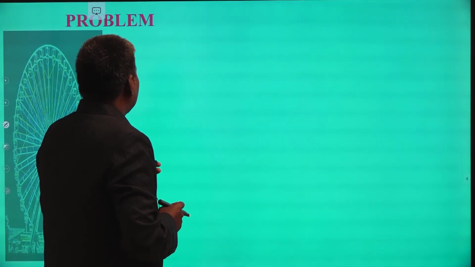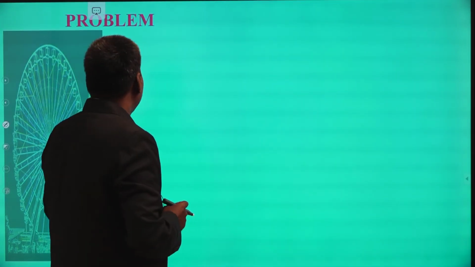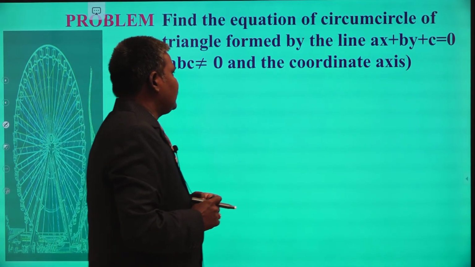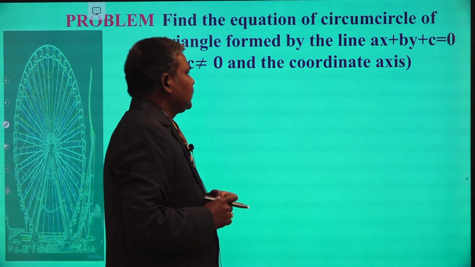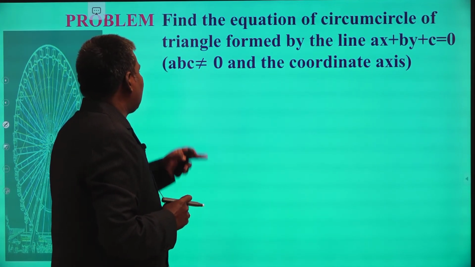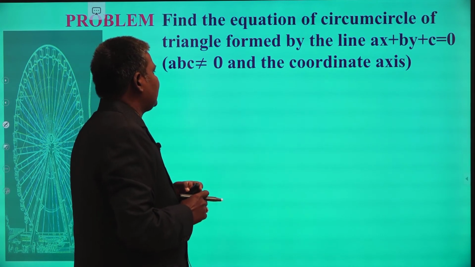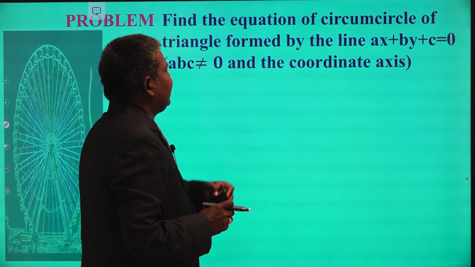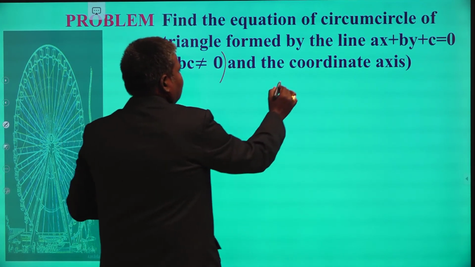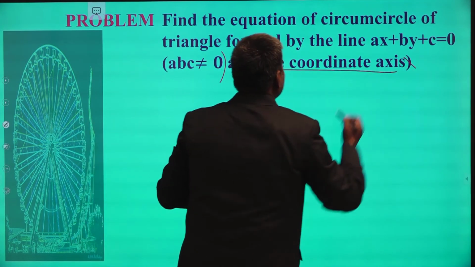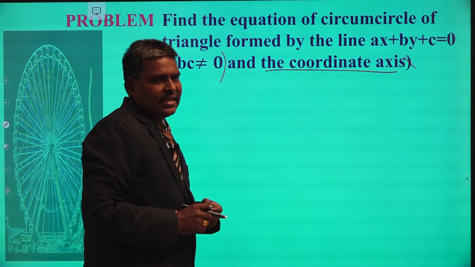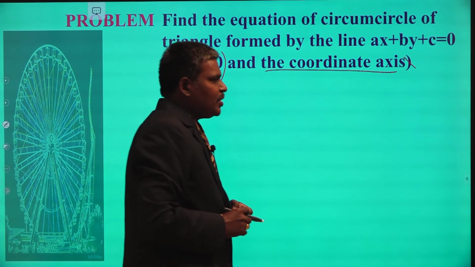Now, let us see one more problem. Find the equation of circumcircle of the triangle formed by the line ax plus by plus c equal to 0, abc not equal to 0 here, and the coordinate axes. Find the equation of circumcircle of the triangle. One triangle is formed here.